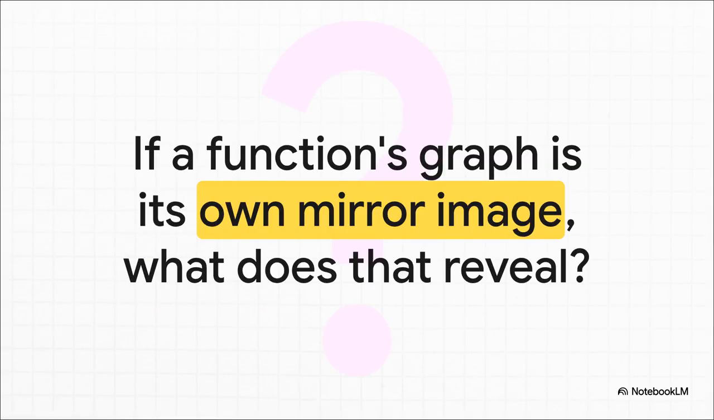And that leaves us with one last, kind of mind-bending question to chew on. We've seen that the inverse is a function's mirror image, but what happens if a function is its own mirror image? What if its graph already has perfect symmetry across that y equals x line? What does that reveal about the very special relationship that function must have with itself?